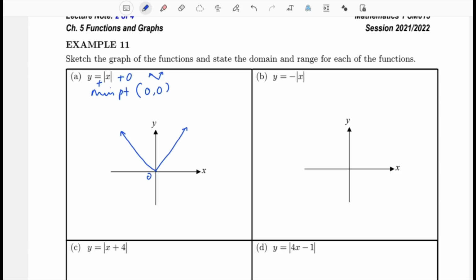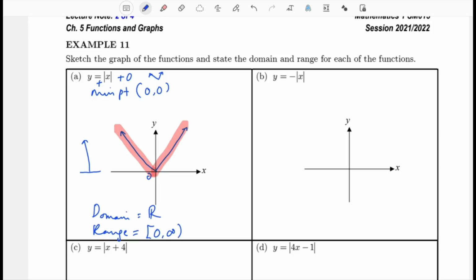So this is your origin. So the domain will be real numbers. So the range is definitely from 0 upwards. Right? So if you look here, the value of y cannot be lower than 0. So meaning this is inclusive of 0 to infinity.